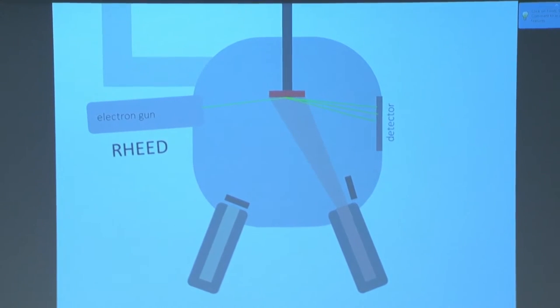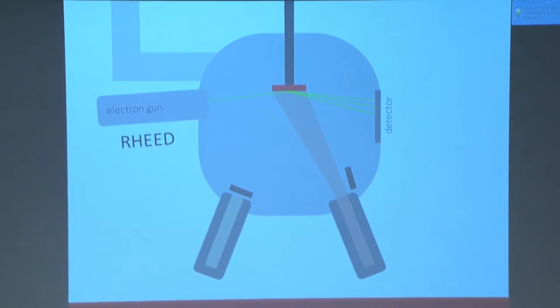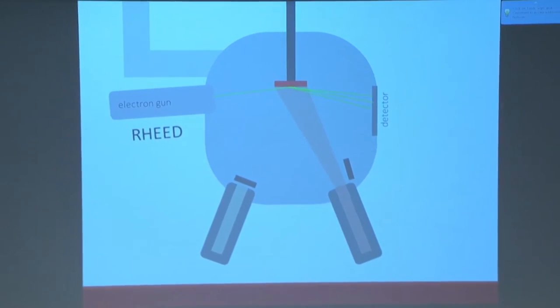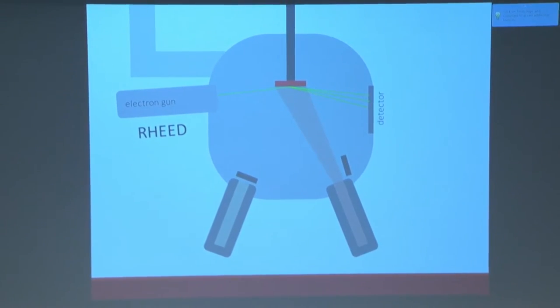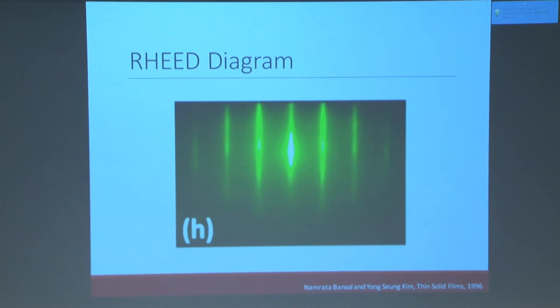Essentially, it is using an electron gun and shining a beam of high-energy electrons on the substrate surface. As the electrons interact with the substrate surface, they diffract and constructively or destructively interfere with each other to form RHEED patterns on the detector. The RHEED patterns appear like this.